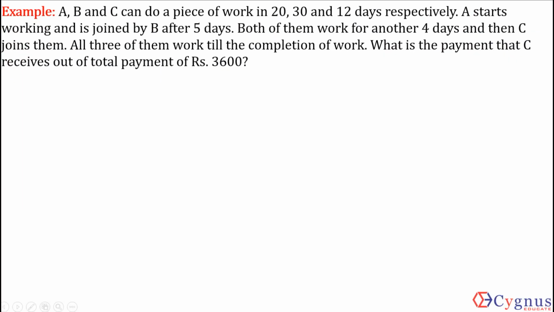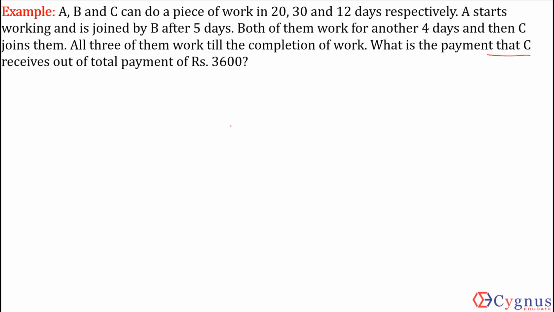Now look at the next one. A, B, and C can do a piece of work in 20, 30, and 12 days. A starts working and is joined by B after 5 days. Both of them work for another 4 days and then C joins them. All three of them work till the completion of the work. What's the payment that C receives out of the total payment of 3600? It's a very simple question because I need to focus on C only.